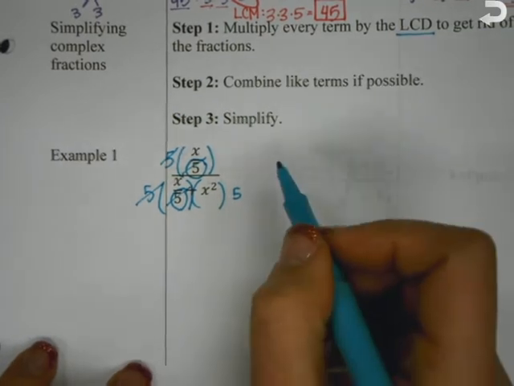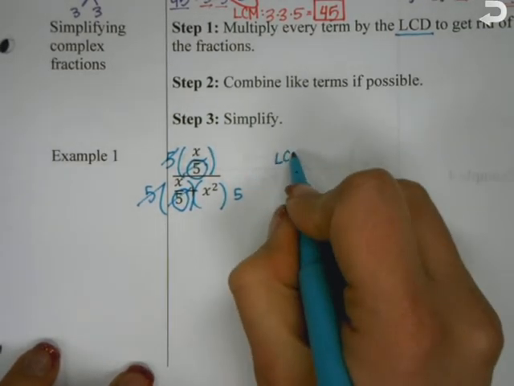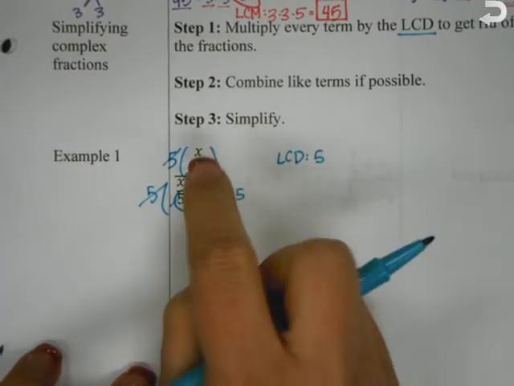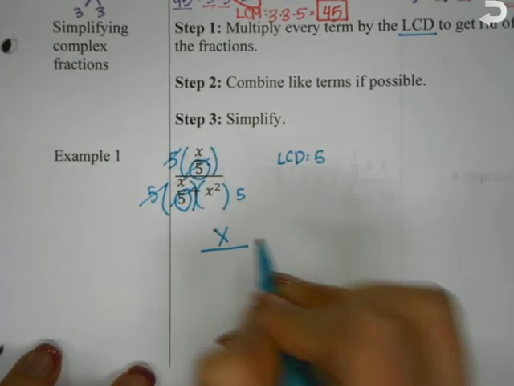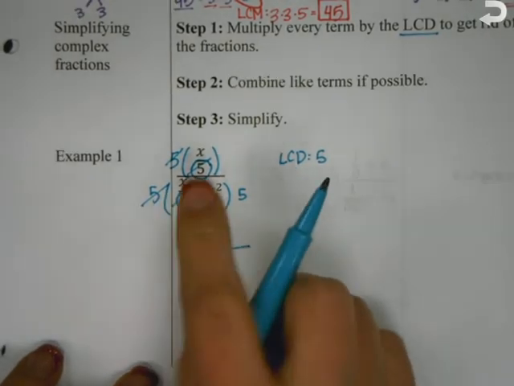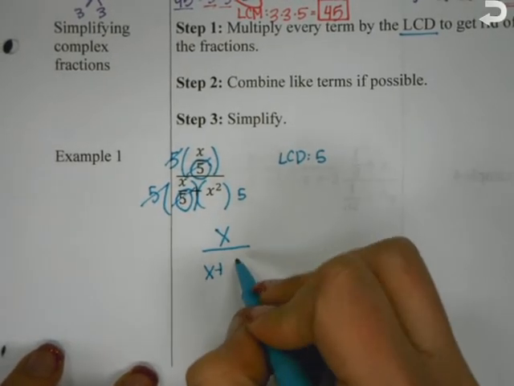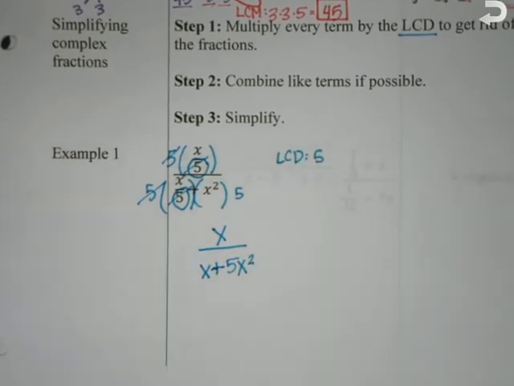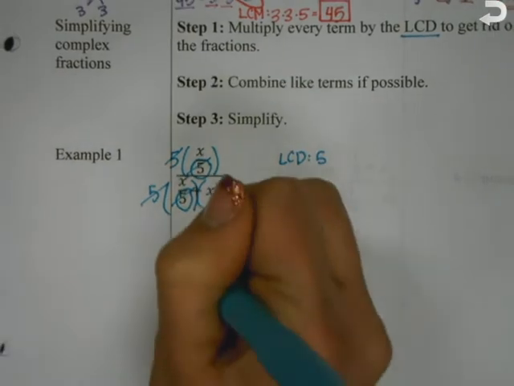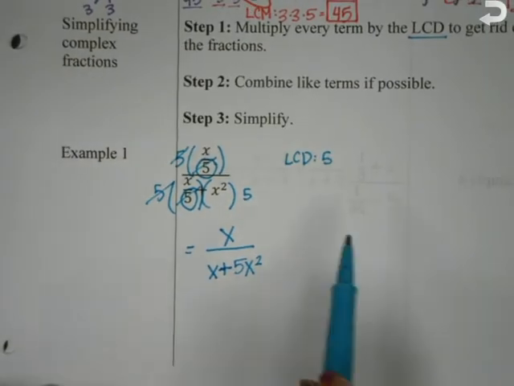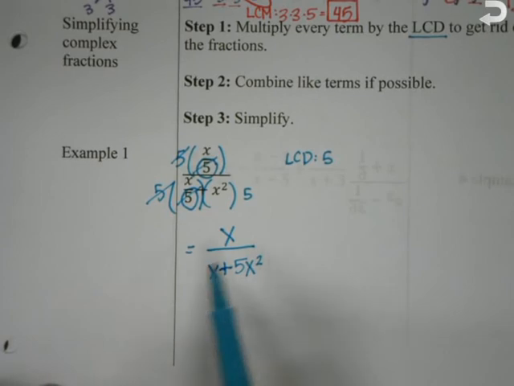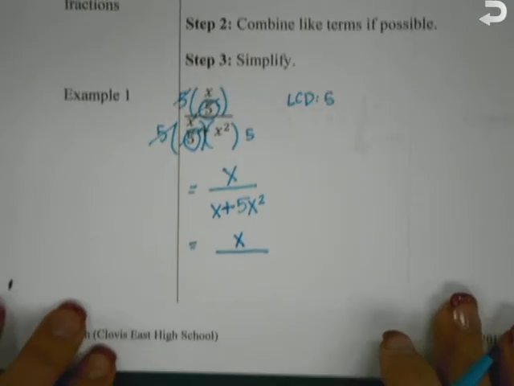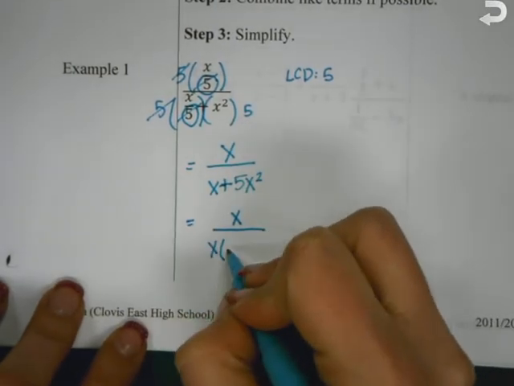Okay, so let's rewrite this. Our LCD was 5. So what's in the numerator now? Just an x over x plus 5x squared. Are we finished? We can simplify some more. Can you see anything that we can simplify? Those x's. So let's factor out an x in the denominator. So it's going to turn into 1 plus 5x.